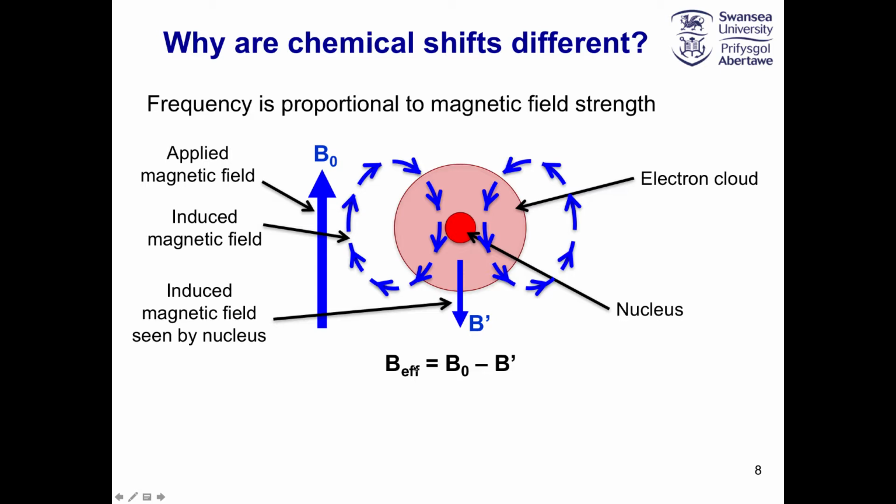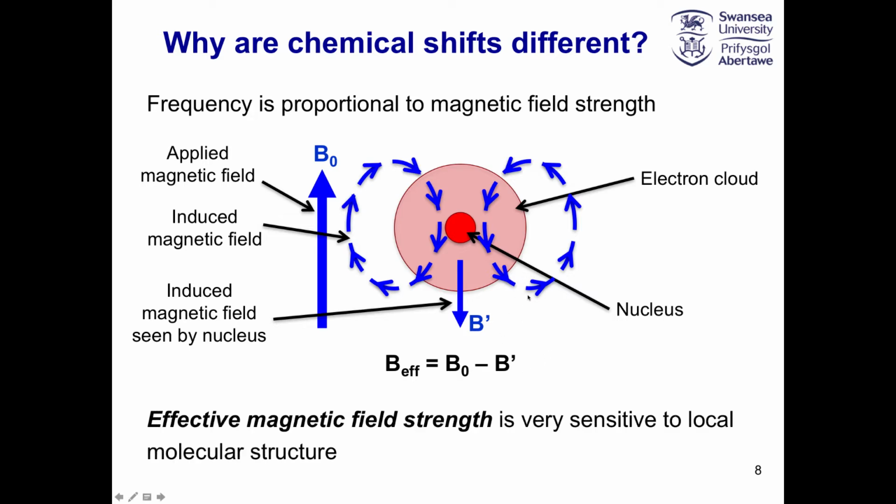If you then include the cumulative effect of all the other induced magnetic fields from the electrons surrounding the neighbouring atoms, then you find that the effective magnetic field at a particular nucleus is very sensitive to the local molecular structure. A tiny change in structure may have a significant effect on the effective field.